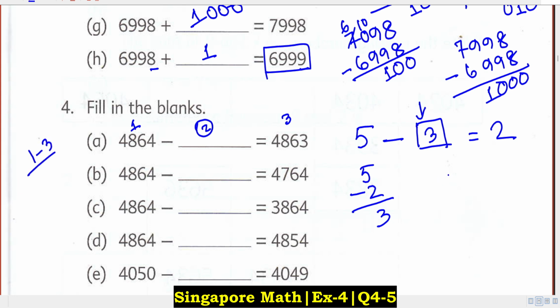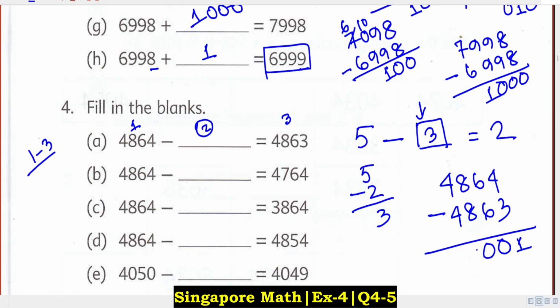Okay, so first 4864 minus 4863. So 4 minus 3, it will be 1, 6 minus 6 it will be 0, 8 minus 8 it will be 0, 4 minus 4 it will be 0. So our result here is only what? Here is 1. So we can write in here 1. Same thing, here is 4864 and here is 4764. So 4 minus 4 it will be 0, 6 minus 6 it will be 0, 8 minus 7 it's 1, 4 minus 4 it will be 0, so no need to write this one.